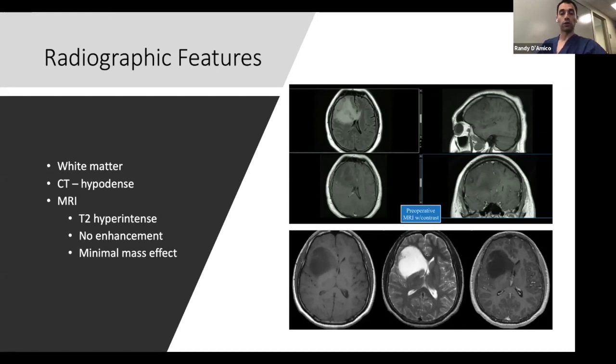MRI is still the gold standard for diagnosis, for radiographic diagnosis anyway. On an MRI, you would look at the T2 weighted image and you would see hyperintensity. That's best seen here, this is a T2. You're always looking for asymmetry, right? You can see the differences here. This would be a classic low-grade glioma appearance on a T2 weighted image.